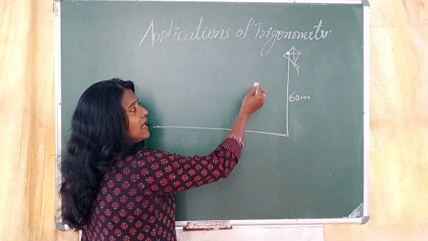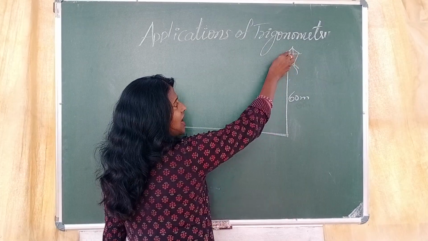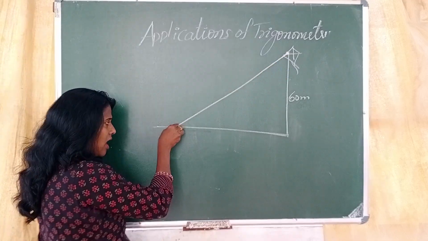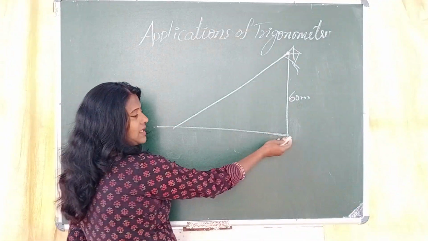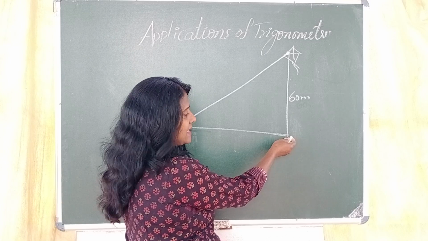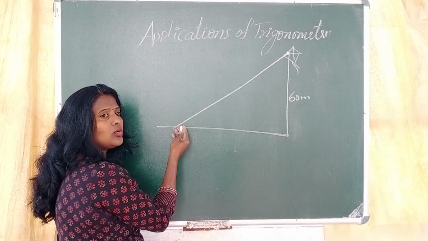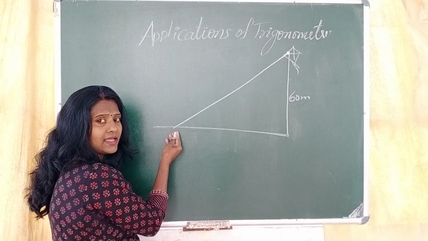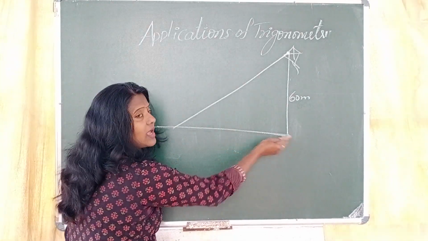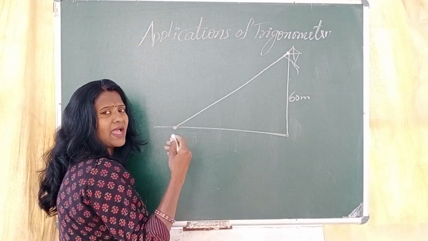The string attached to the kite is tied temporarily to the ground. We cannot tie the string exactly on the base of that perpendicular. We have to tie it slightly away, so we have to imagine like that.